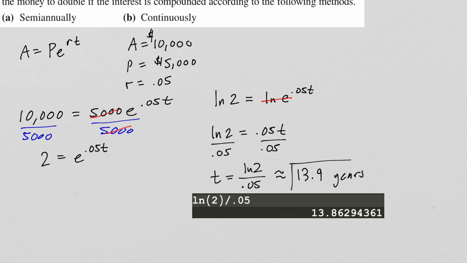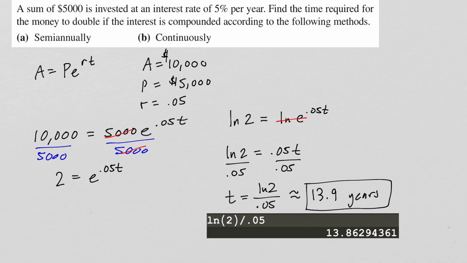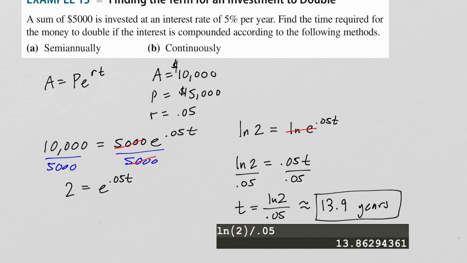So not a lot of difference, right? So when you compounded semi-annually, remember it took 14 years. If you compound continuously, it takes 13.9 years. So there's not a lot of difference between compounding continuously and compounding semi-annually.